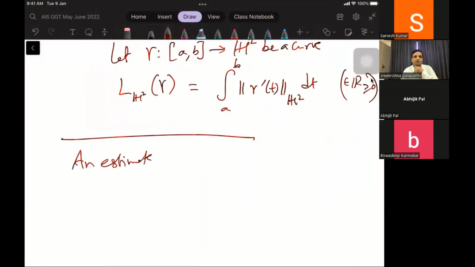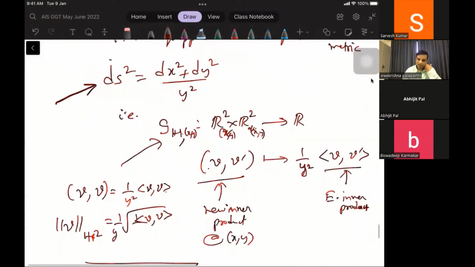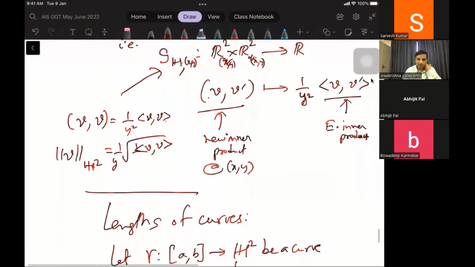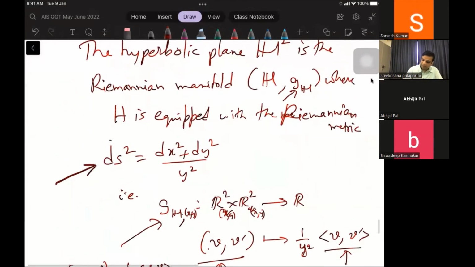So it's a good practice to calculate the lengths of a few curves using the knowledge that you have. Using this particular inner product, you can actually try to calculate the length of a few curves. Okay, so here's an estimate.